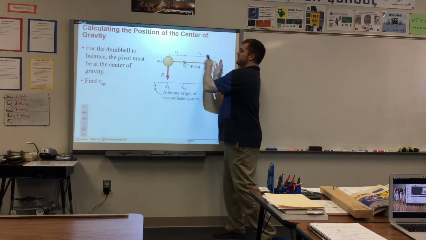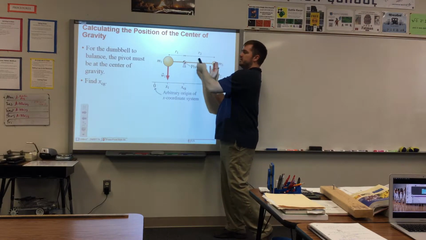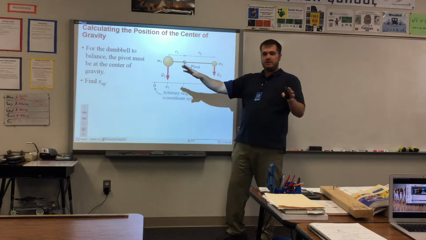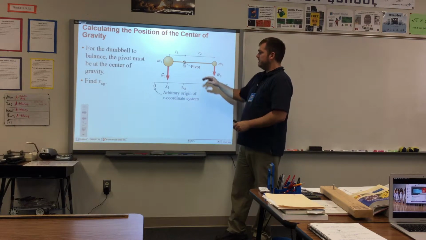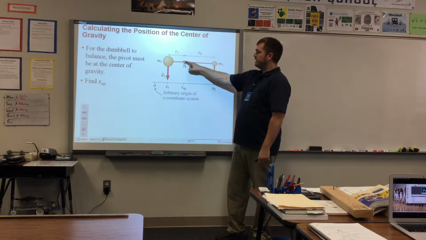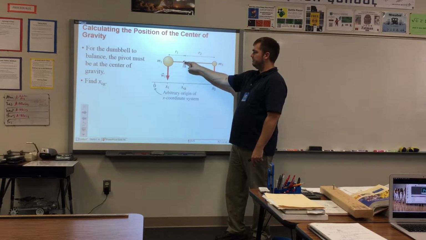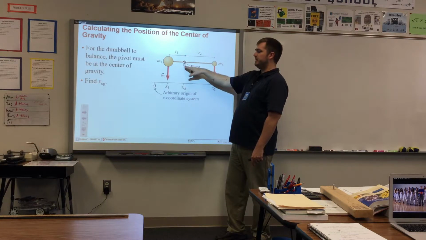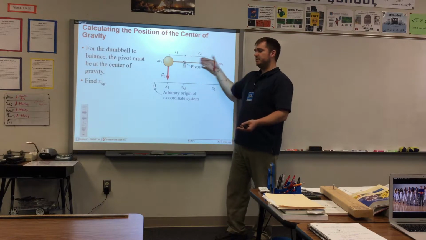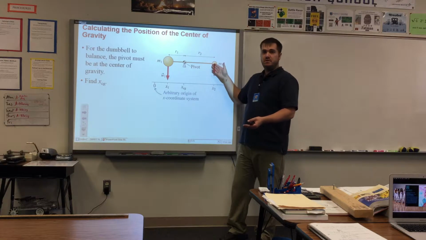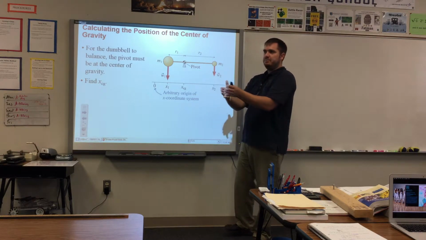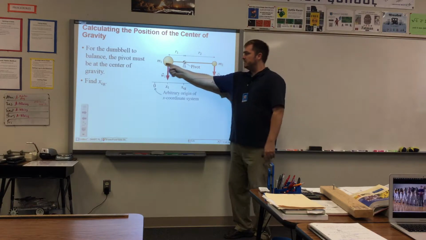So where is the center of gravity going to be on this bar? We're assuming that this bar has absolutely no weight, okay? So what we're going to do is figure out where that center of gravity is. In this case, you can see that the center of gravity is directly above the pivot, which means that this particular object is in balance. It is balanced.